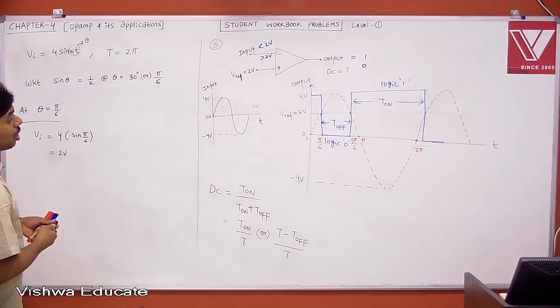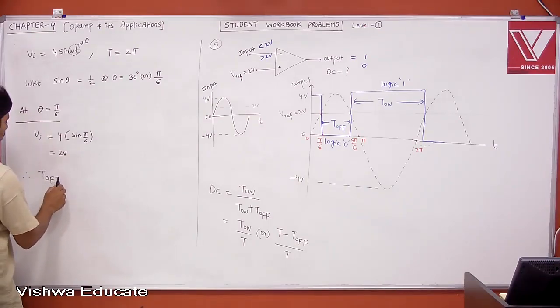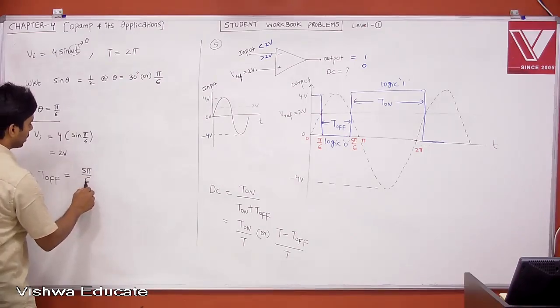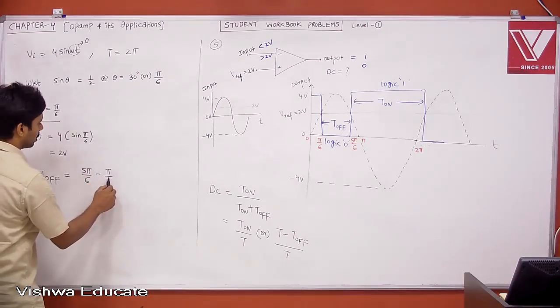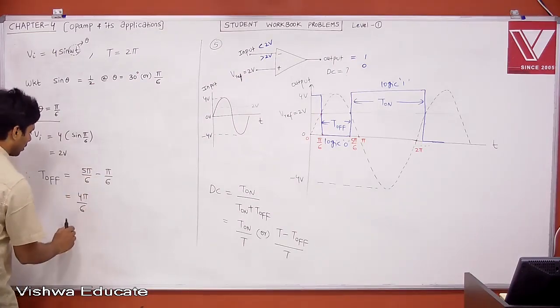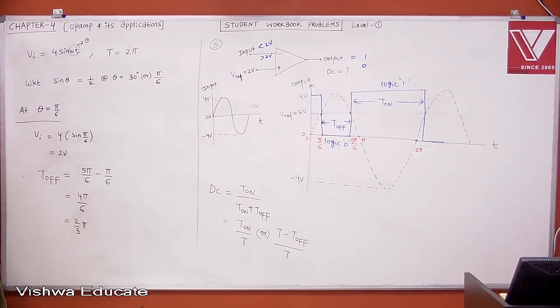Now, you know what the off time is. Therefore, your off time T off is equal to 5 pi by 6 minus pi by 6. Out of 5 pi by 6, it will become 4 pi by 6, which is 2 by 3 pi. This is our off time.